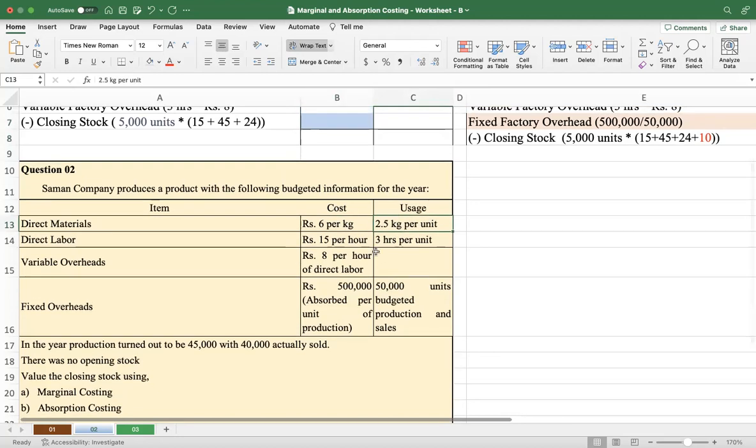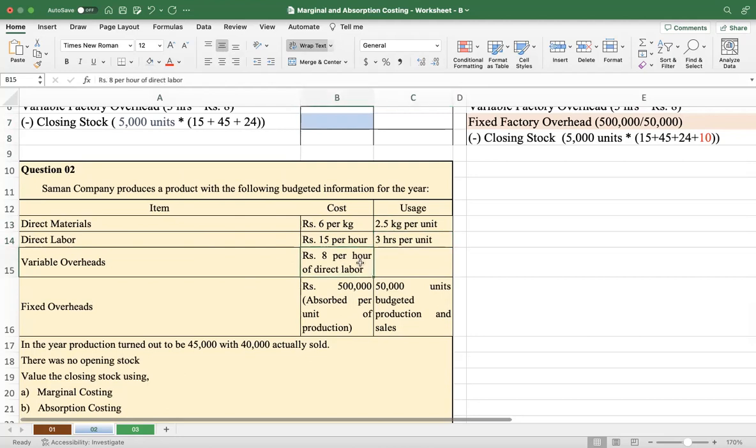Okay. Then direct labor. They say 15 rupees are paid per hour and per unit they need 3 hours. To produce 1 unit, they need 3 hours. So for these 3 hours, we need to find a value. So we are getting the hourly rate that they pay, which is 15 rupees.